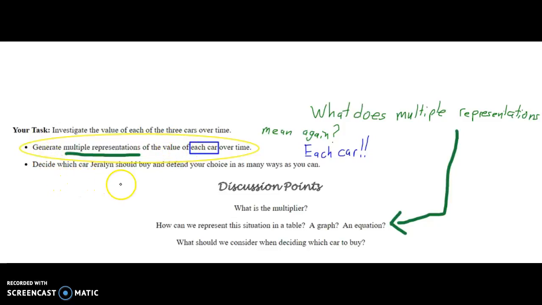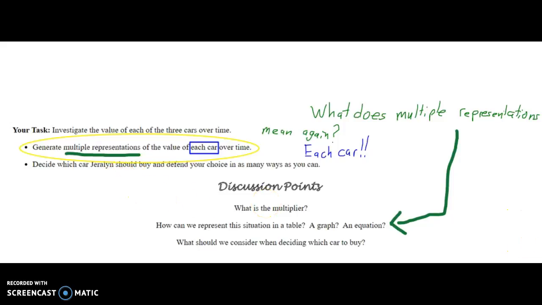you can decide which car Geraldine should buy and defend your choice in as many ways as you can. So try to tell us what car Geraldine should buy and why Geraldine should buy this car. That's what you're trying to defend right now. But you want to have these multiple representations to back your reasoning and your explanation. Don't just say she should buy this one car because it's a neat car. Defend it with numbers. Not just opinions, defend it with numbers.